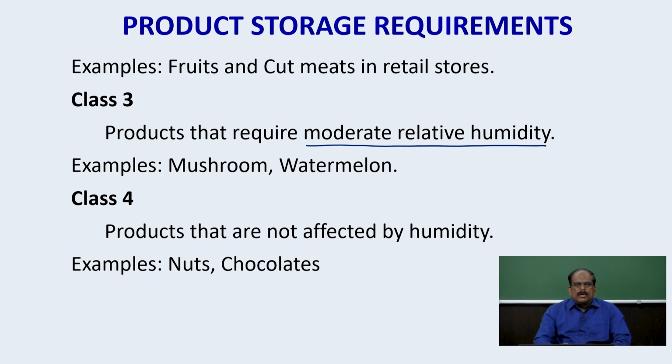Under class 4 is the category of products which are not affected by humidity, like chocolates, candy, nuts, etc. It's not all candy. Some chocolates do not require a controlled environment. Even at our house, we used to keep some of the chocolates outside the refrigerator. But not all candy or chocolates can be kept outside the controlled environment. Some of them require a controlled environment.